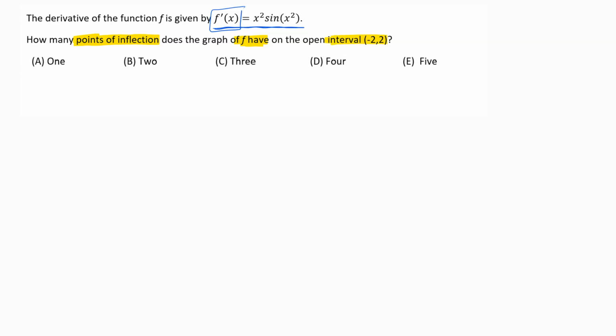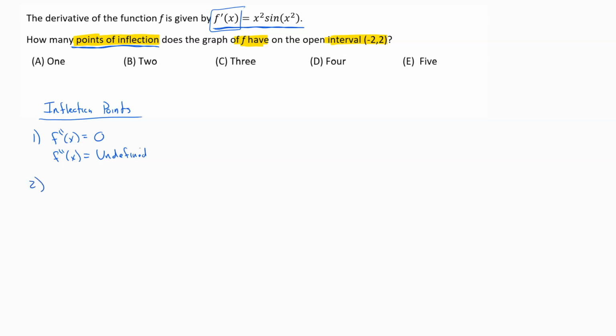Well, the first thing we got to know on one of these is what is an inflection point? How do I find an inflection point? Well, inflection points occur when two things happen. The first thing that you need to have happen is that your second derivative needs to be equal to 0, or your second derivative needs to be undefined. That's the first thing we need.